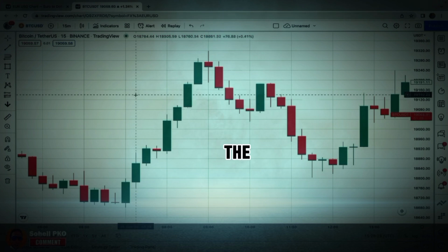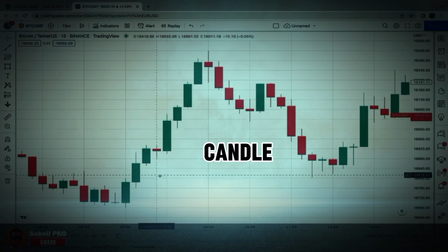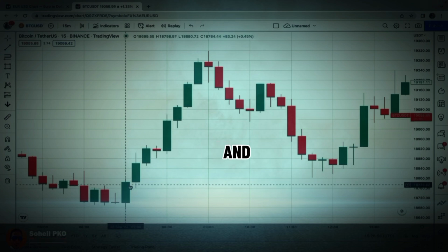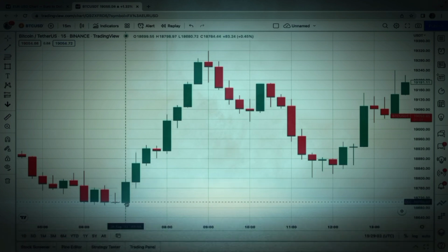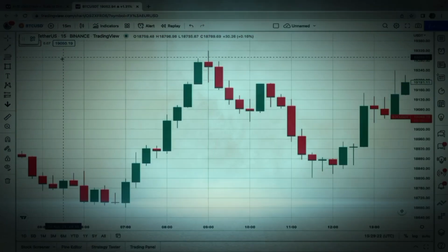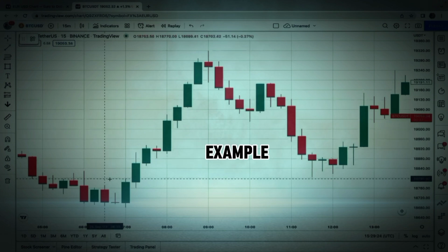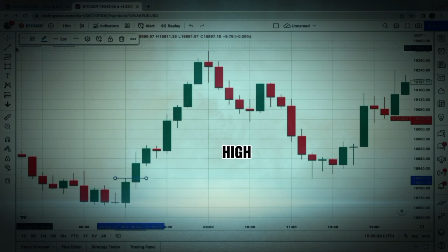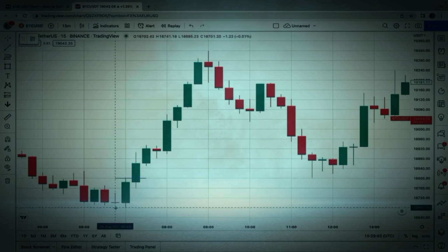1. Start on the 15-minute time frame. When a candle closes, for example, let's start from here, draw lines at the high and low points of the candle. As you can see here, for example, if a candle closes at 10 a.m. EAT, we mark the high and low of that candle. After drawing the line, 2.